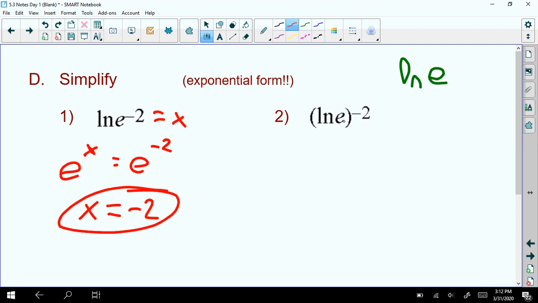But if you think of natural log of e as just being 1, this becomes 1, now that's parentheses to the -2. The difference is the parentheses there. 1 to the -2 is still 1. 1 to no matter what the exponent is, the answer is just 1.